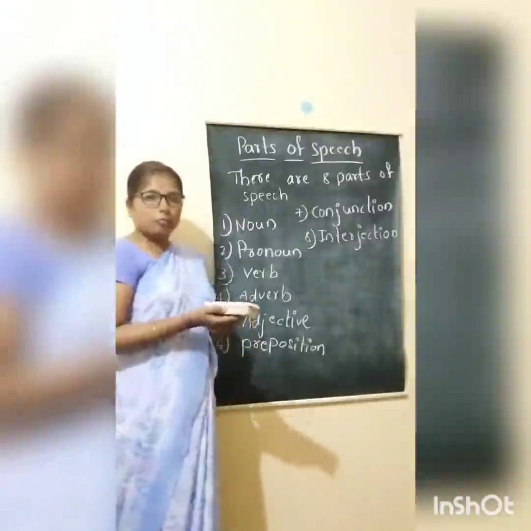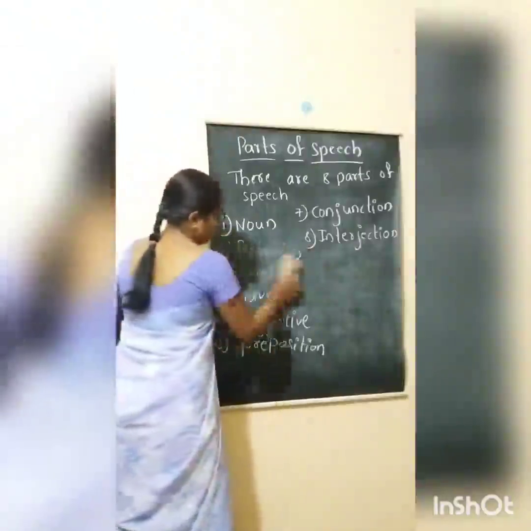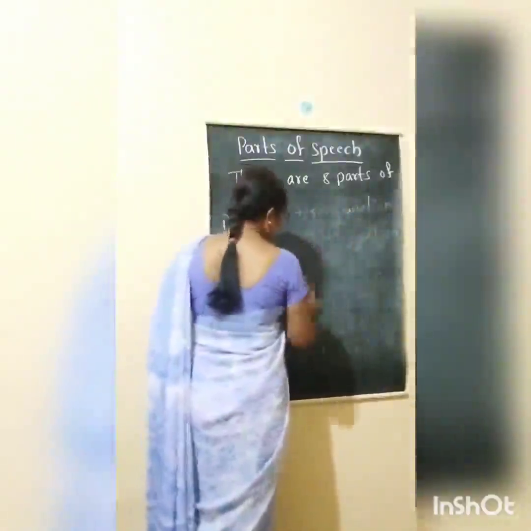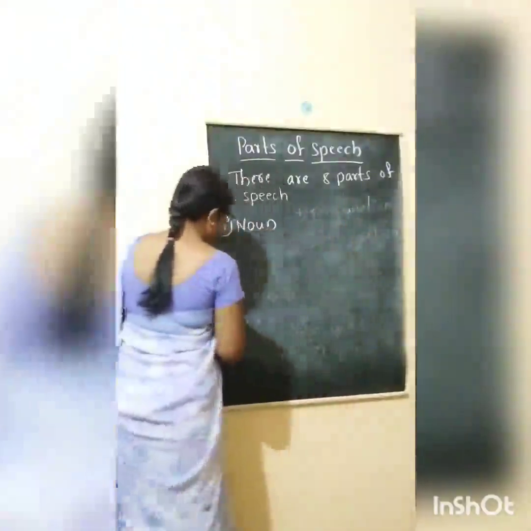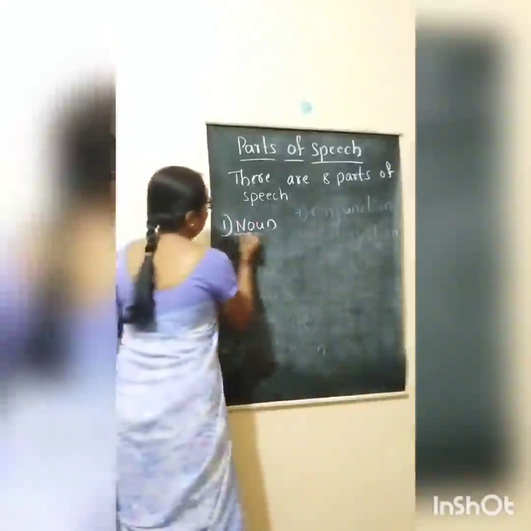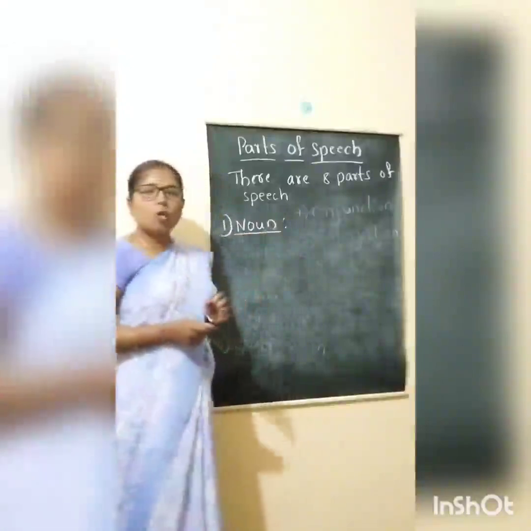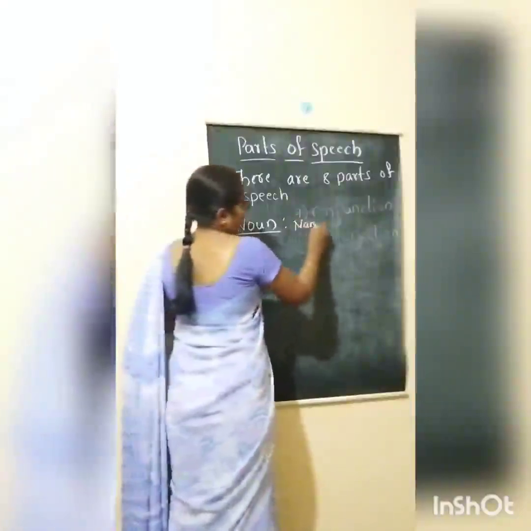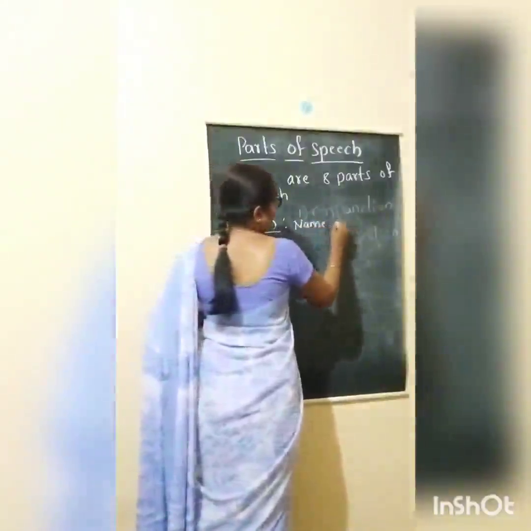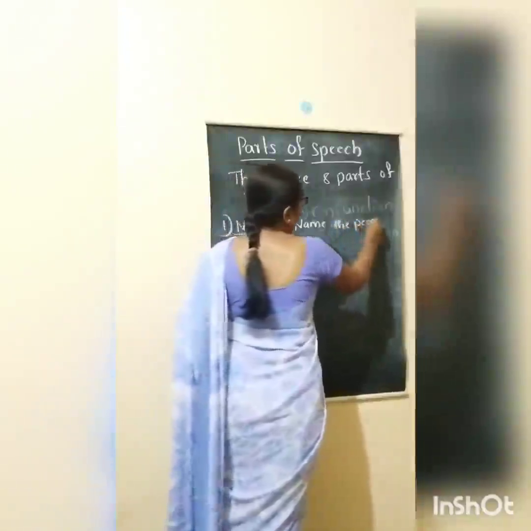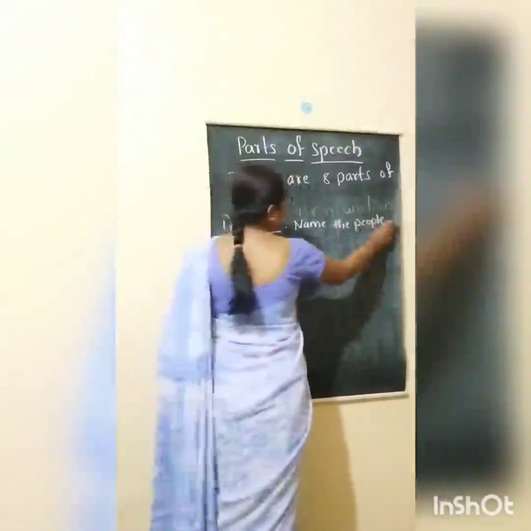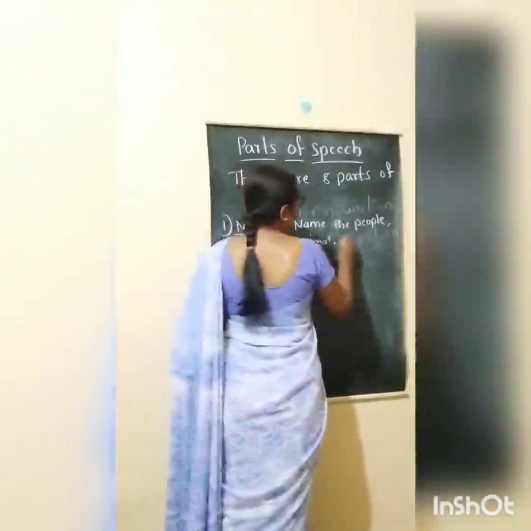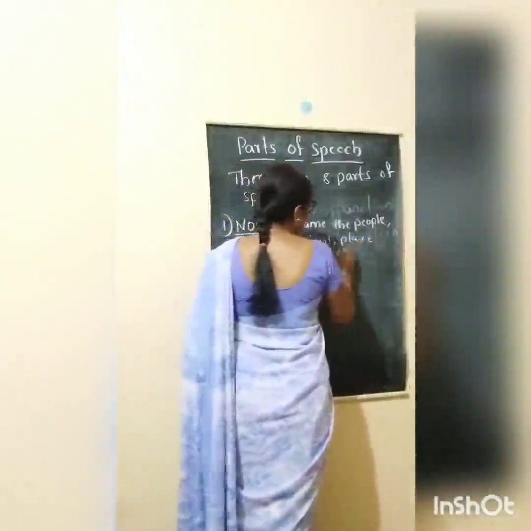Now I will explain the first one, noun. Noun is a word which is used to name the people, animal, place and things.